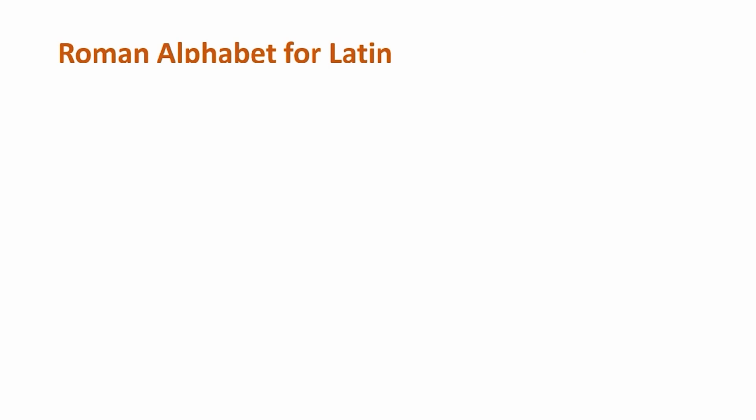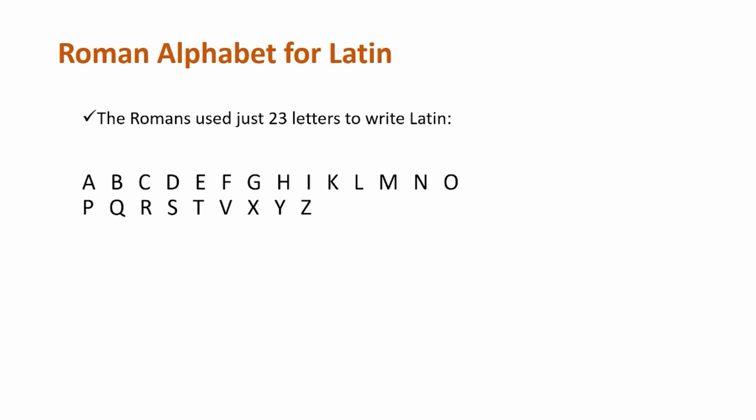Let me provide you with an overview of the Roman alphabet, and also I will discuss these letters and their pronunciation in Latin language. Initially the Romans used just 23 letters to write Latin language, and as you can see on your screen, those letters were A B C D E F G H I K L M N O P Q R S T V X Y Z.